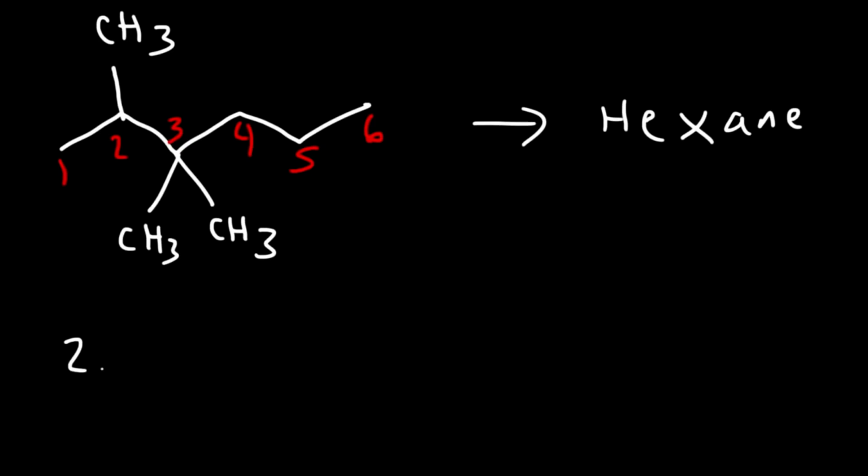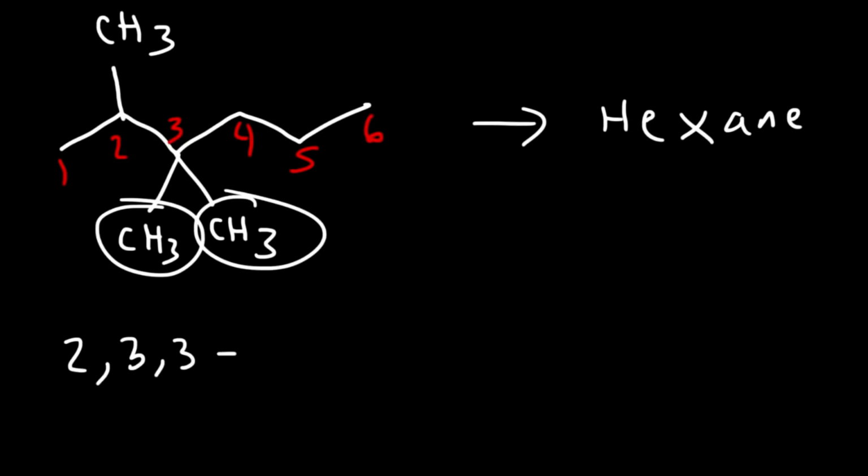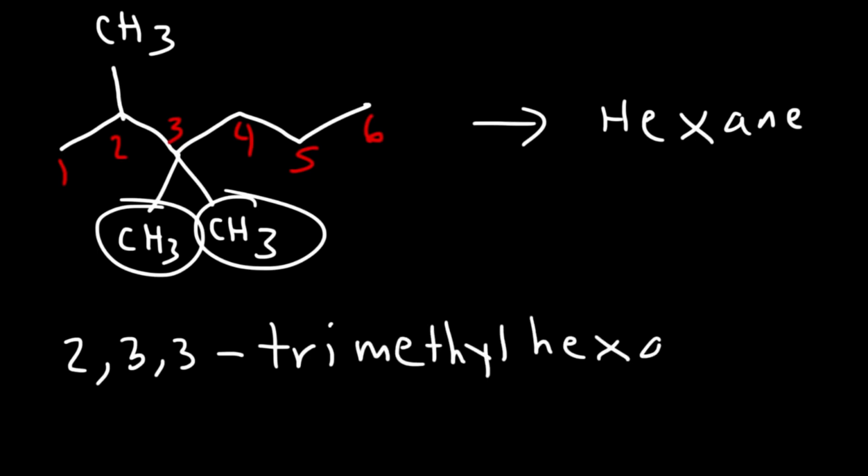We have a methyl group on carbon 2, and we have 2 methyl groups on carbon 3, so we have to write 3,3. You don't want to write the 3 just once. You need to write it twice because there's 2 of them on carbon 3. And then we'll need a hyphen, trimethyl, because there's 3 methyl groups, and then the parent name, hexane. So that's how we can name this particular organic compound.